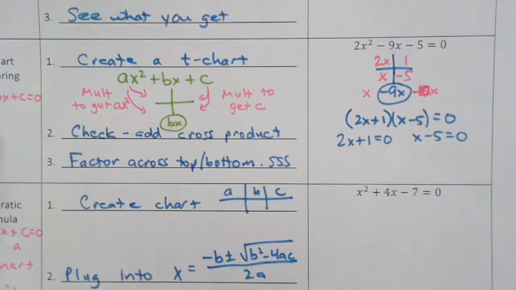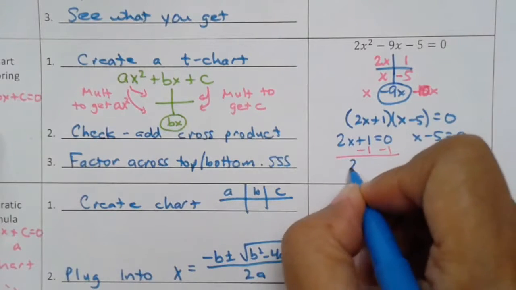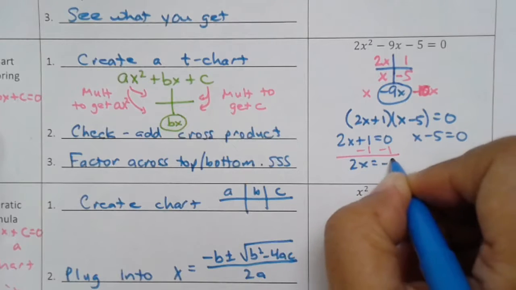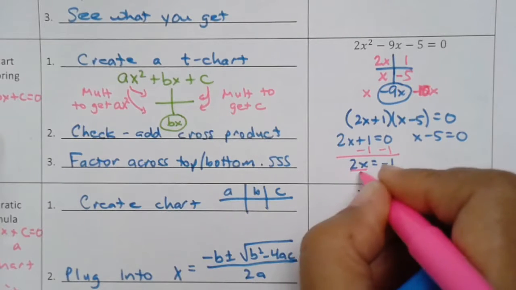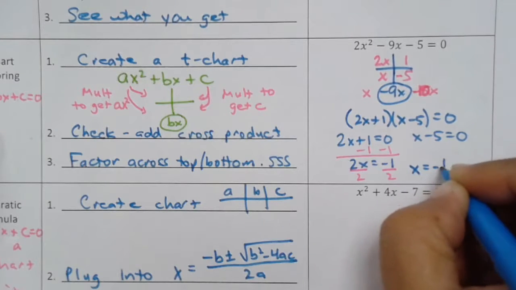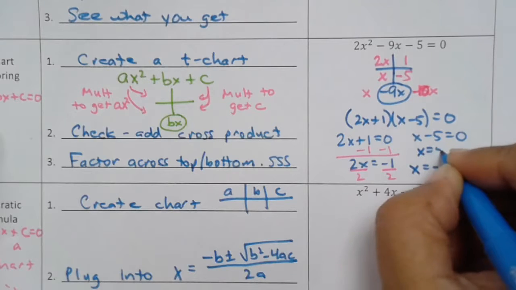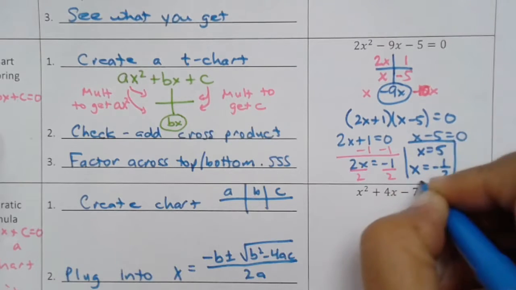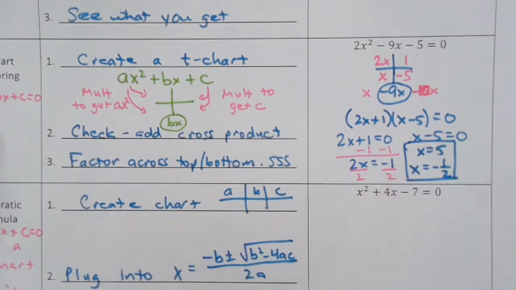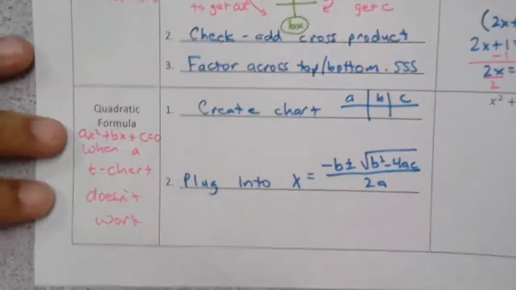All right, first step here, I'm going to go ahead and subtract 1. So that leaves me with 2x equals negative 1. And last step of this, I'm going to divide both sides by 2. So I get x equals negative 1/2. Here I would go ahead and add 5, so x equals 5. And these are my two answers. Okay.